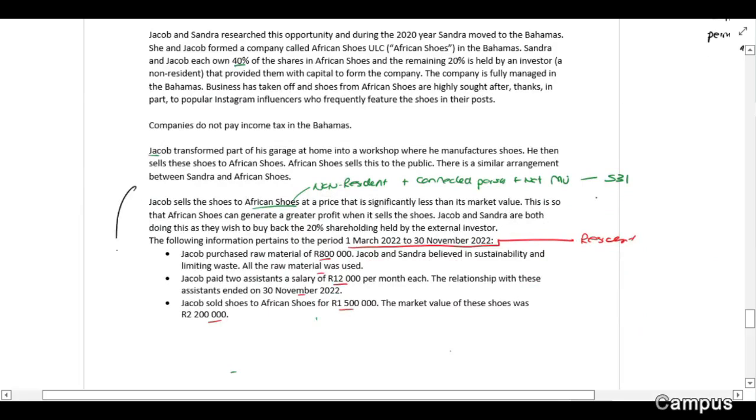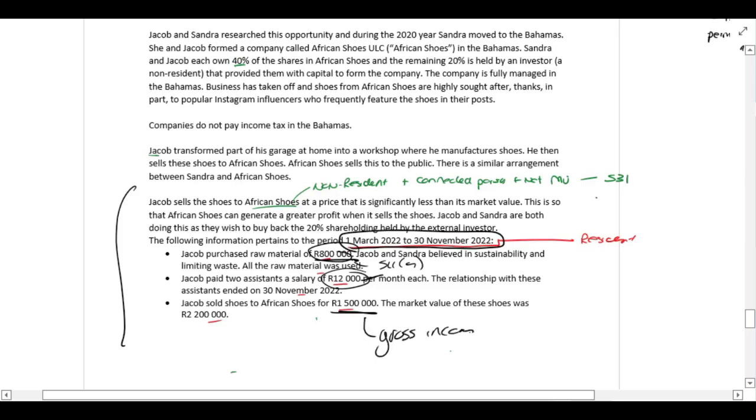He does the following during the period 1 March to 30 November, which is what we're looking at. He purchased raw material of 800,000. So you will say that 800,000 will be allowed as a deduction under section 11A. The 12,000 he pays his assistants, he'll claim that also under section 11A as an expense incurred in the production of income, wages paid. The 1.5 million that he sells it for will go into gross income. Then section 31 will apply.